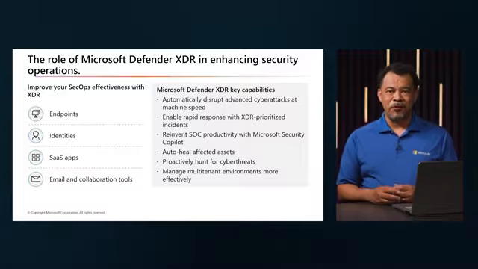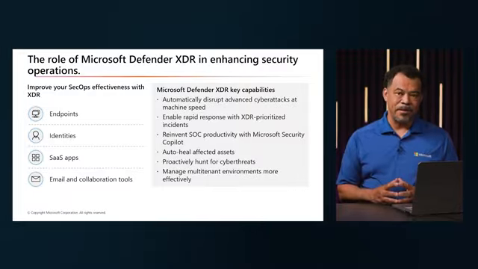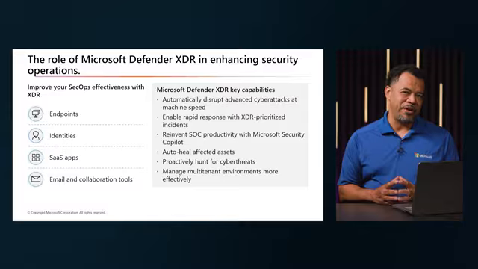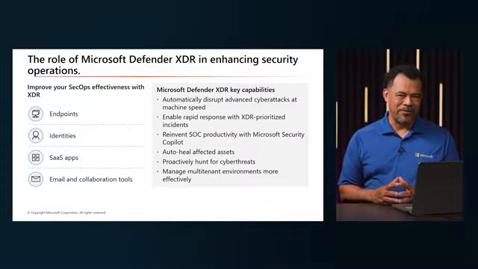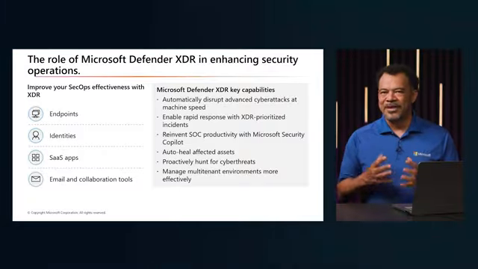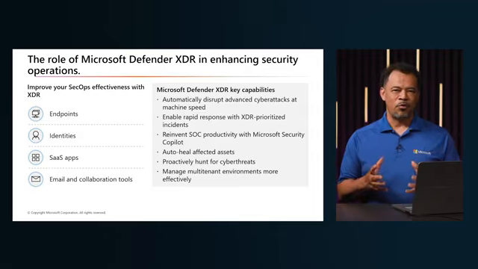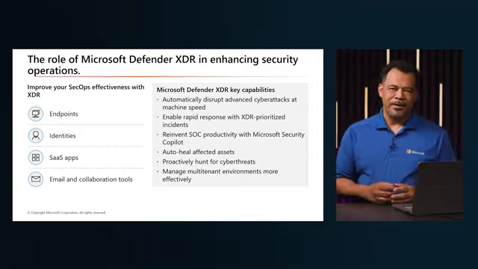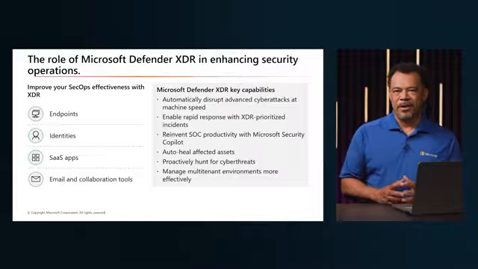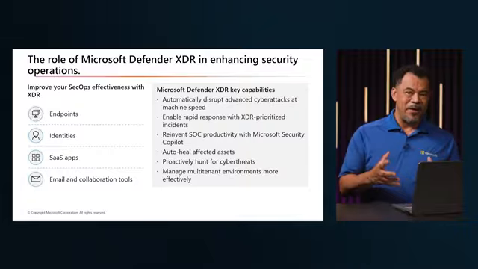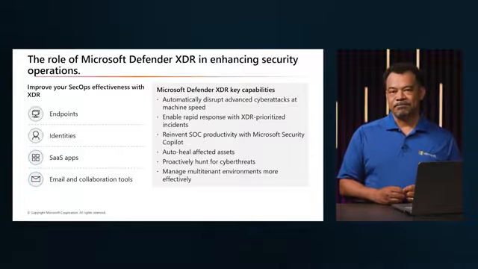Endpoints: they discover and secure the network devices across your multi-platform environments. Your identities: manage and secure hybrid identities and simplify employee, partner, and customer access. We have our SaaS apps, which give you visibility, control data, and detect cyber threats across cloud services and apps. And we have email and collaboration tools that are designed to protect your email and collaboration tools from advanced cyber threats such as phishing and business compromise.